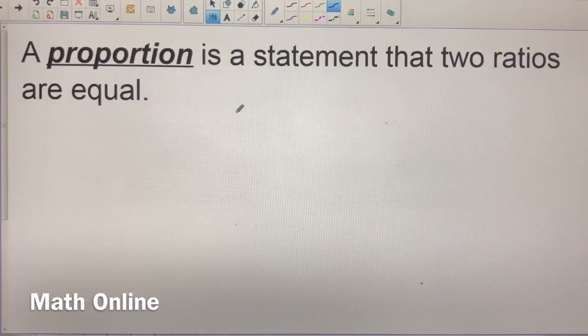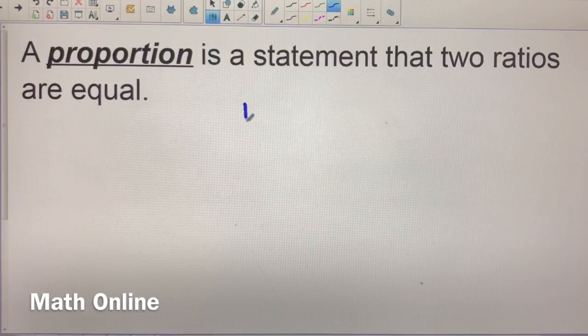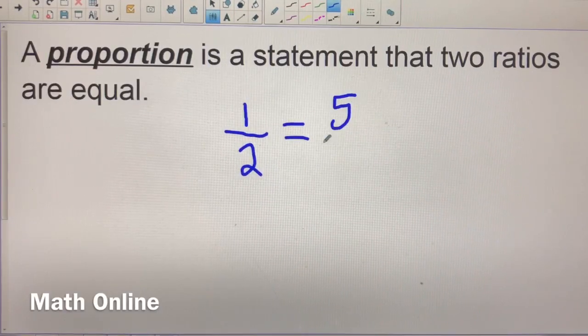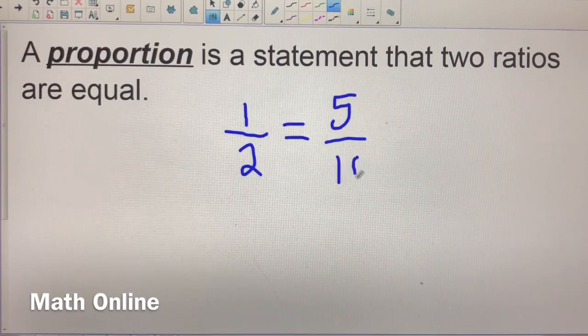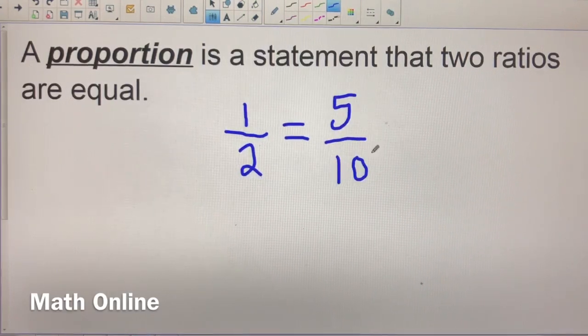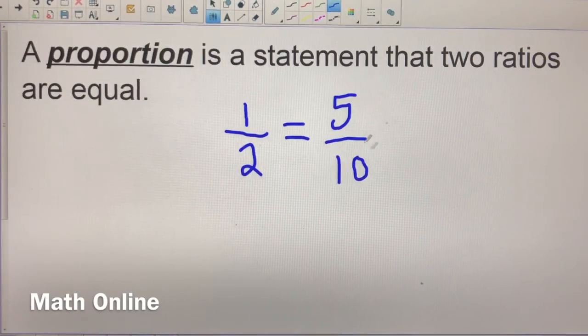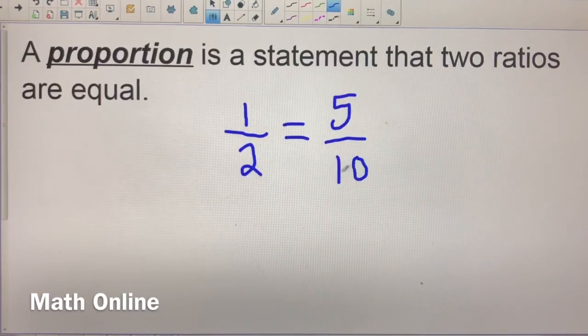So a proportion could be two fractions equal to each other, such as 1 over 2 equal to an equivalent fraction, right? And in this case, we can say 5 over 10. So even though these two fractions have different numbers, we know as a fact that they are equivalent. If we were to reduce 5 over 10, it would give us 1 over 2. So these two fractions are the same. You can turn them into decimals if you want, and you'll see that they are exactly the same.